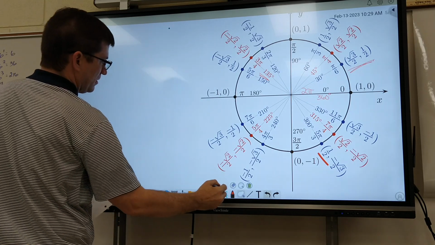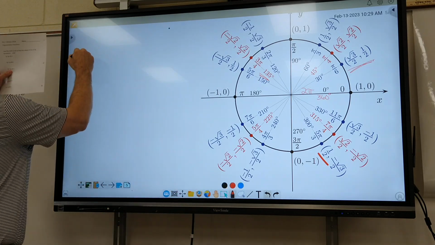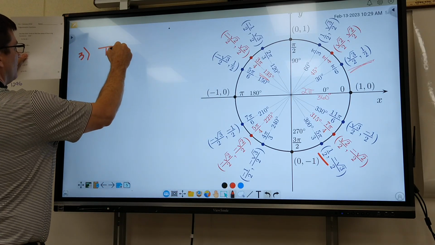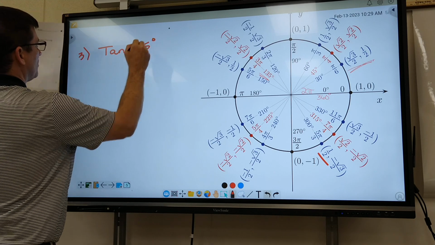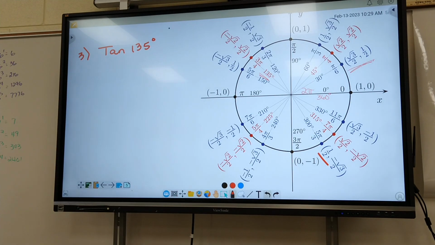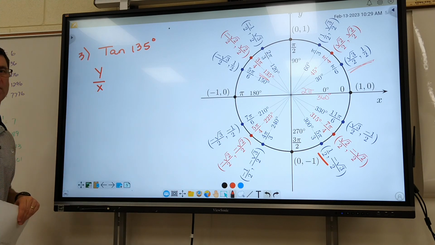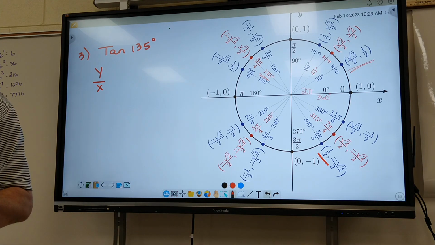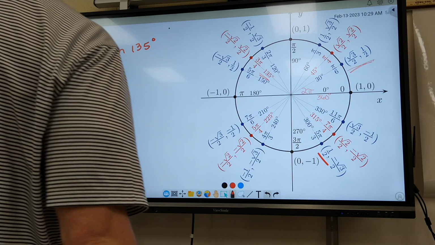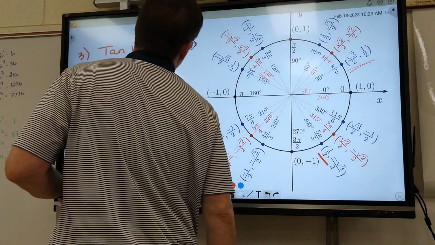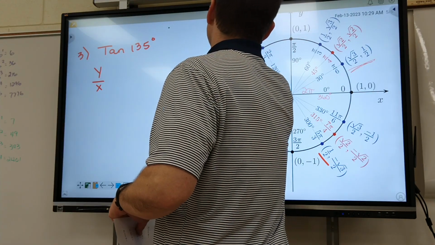All right, number 3, we got tangent of 135 degrees. Okay, first step. Jacob, what's my formula for tangent? Should be on your paper. Everybody understands where he got that from. You should have that written down below your unit circle. All right, so I have to put my y on top and my x on the bottom. Okay, that's my y. That's my x.